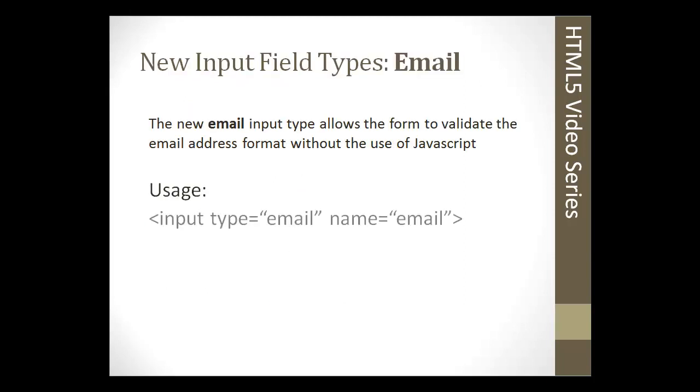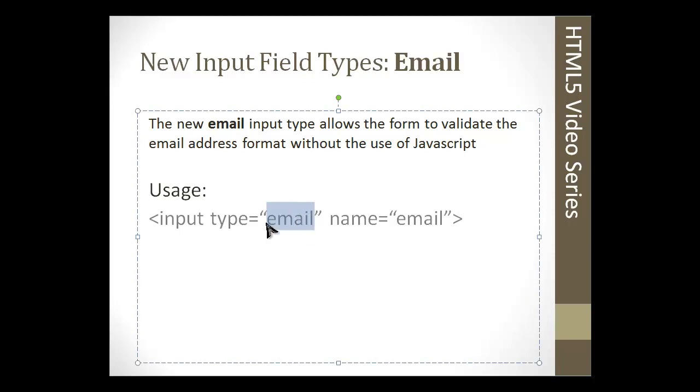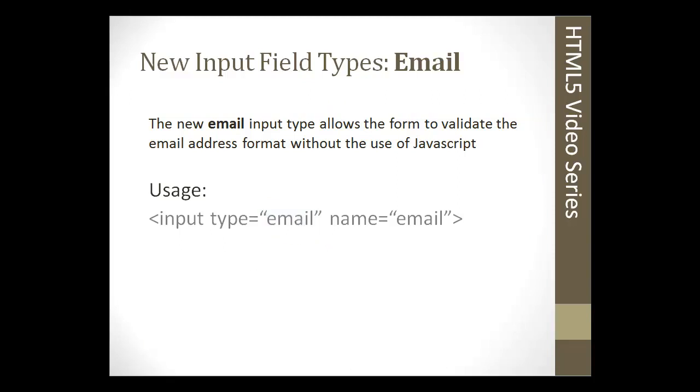So the first one up we have is the new input field, email. The new email input type allows the form to validate an email address without any use of JavaScript. Now in the past, if you wanted to validate an email and make sure that it's an email address going in, you would need to use JavaScript or some server-side processing just to check and see if it is an actual email address, and it would take a decent amount of code, but this makes it extremely easy. All you have to do is use the type email. Usually you'd have text or whatever, but if you use the type email, it's going to validate it for you right then and there.